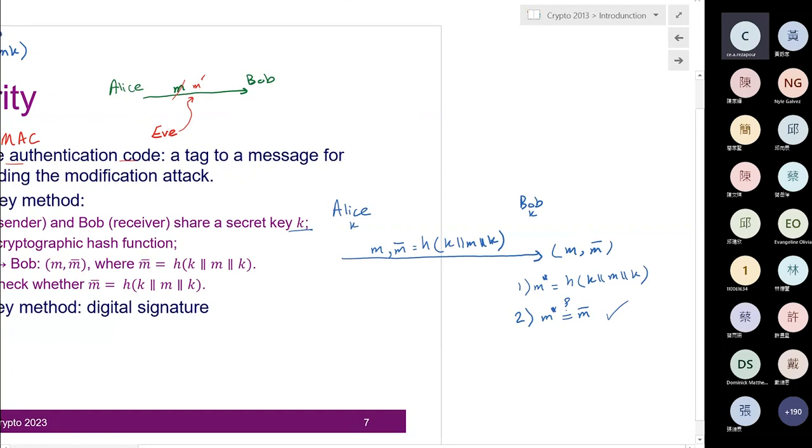So you may wonder why this thing could work. The interesting thing here is that, as we said, the hash function over here is a cryptographic hash function, and it is a one-way function. So it means that once you have computed this, nobody can recover this key from the output M bar. And that's a good thing, because only Alice and Bob have this key K.